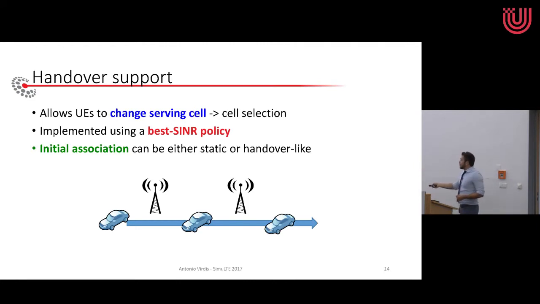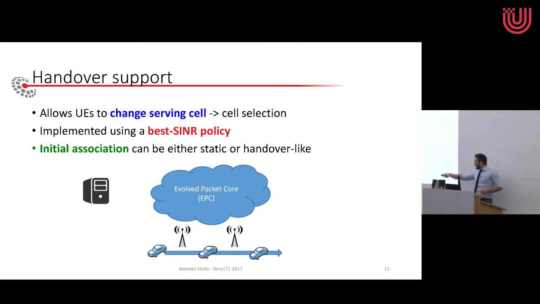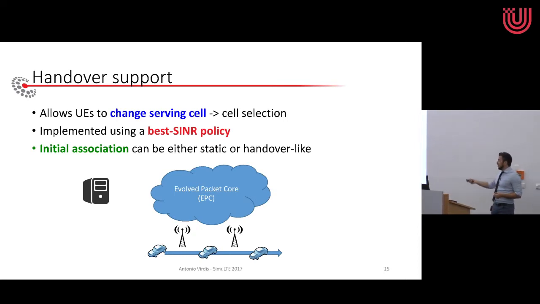An important thing to notice is that making a handover does not only imply modifying the serving base station here, but also implies modifying the routes within the packet core network, which is simulated within the simulator as well. So the change in the handover also has implications on the routing within the underlying network.